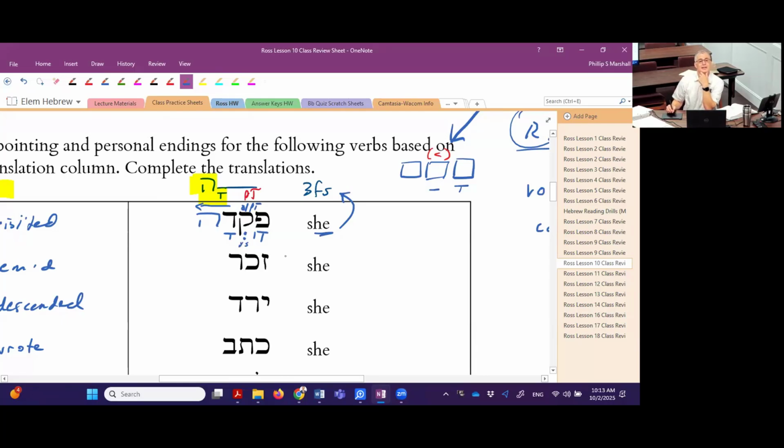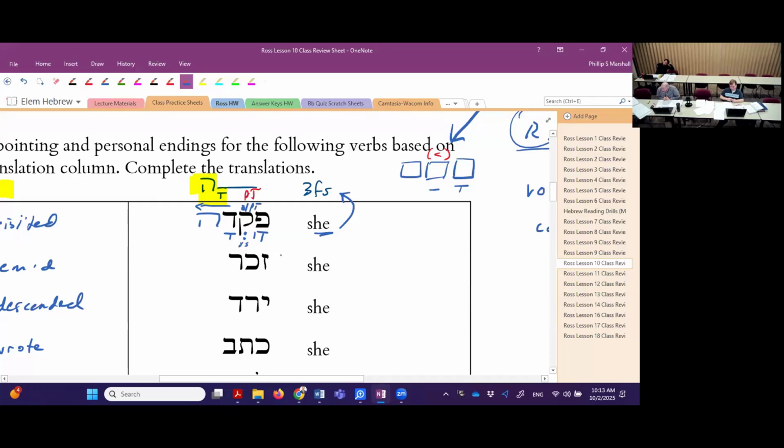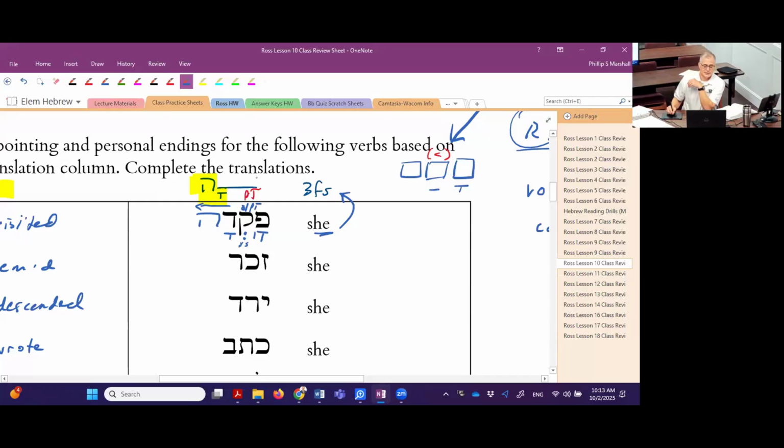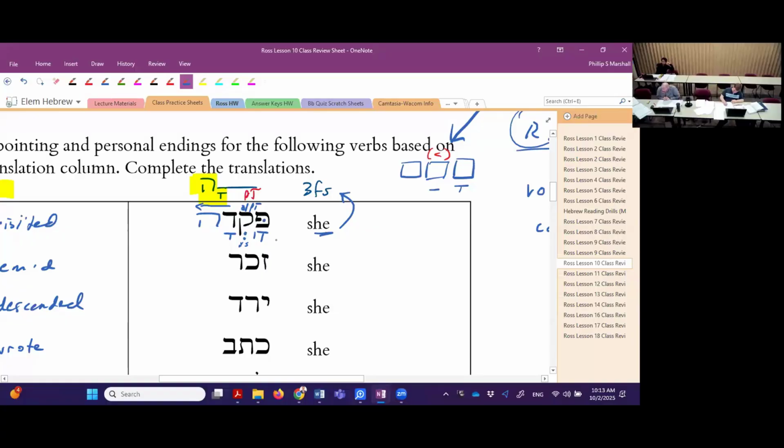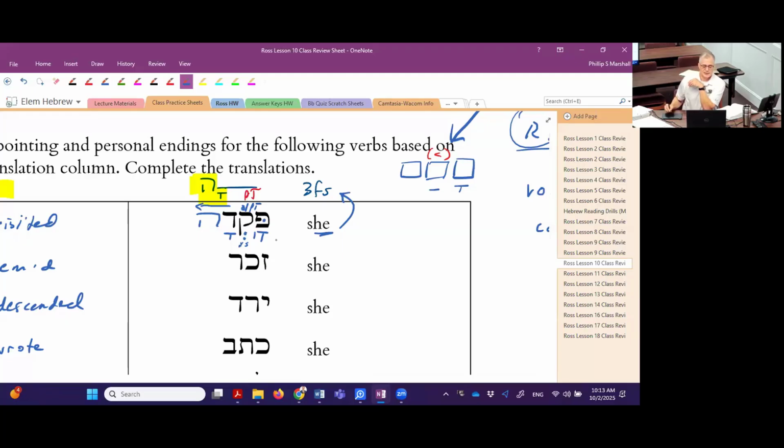And then what does the pe need, since it's a begadkefat letter with no vowel to blow it away? Dagesh Lene. It needs a Dagesh Lene. Don't forget your Dagesh Lene. Paqedah, paqedah. Say that for me, paqedah. So she what? How would I translate that?